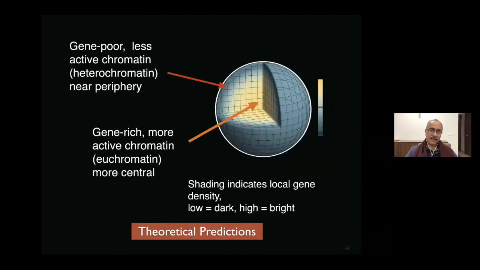First of all, if you asked, where are the genes? You know where the genes are because you know the sequence, you've mapped it onto this polymer model. Is there a distinction between gene rich and gene poor that is a spatial distinction? And the answer is yes.